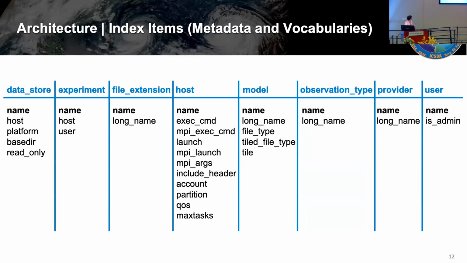Okay, so these are all the index items we have. Index items are metadata that store information about data stores, experiments, models, hosts, observation types, users, etc. Each one of these blue labels at the top represents one table in the SQL database, and beneath them are the column names in that table.